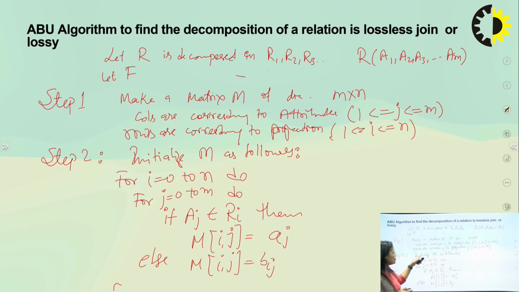And in the second step, we initialize the matrix as follows. How do we initialize it? If a decomposed part has that attribute, we fill the corresponding element with A with the suffix of the column number. And if it is not part of that relation, then we fill it with B with the suffix of the row and column numbers, right?